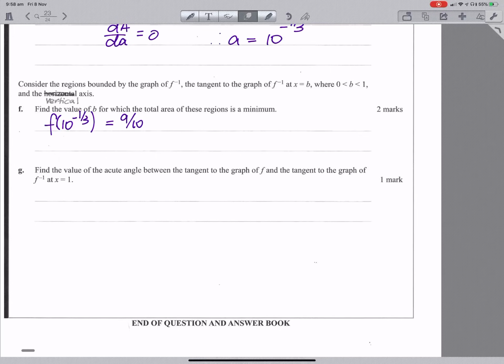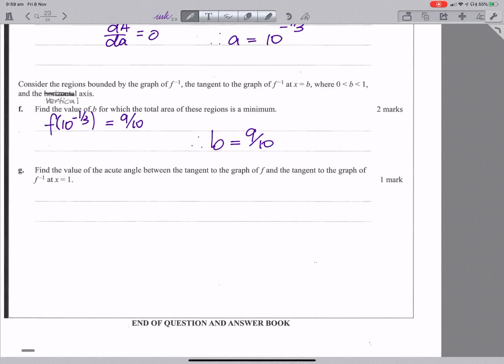So if our x value that causes a minimum on the original graph is 10 to the negative 1/3, whatever its y value is will be the minimum area for the inverse and the tangent at B, because they switch.